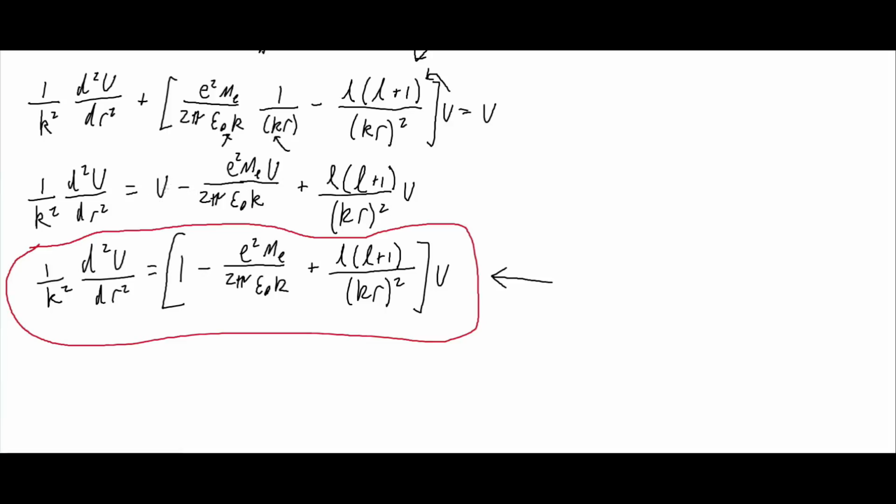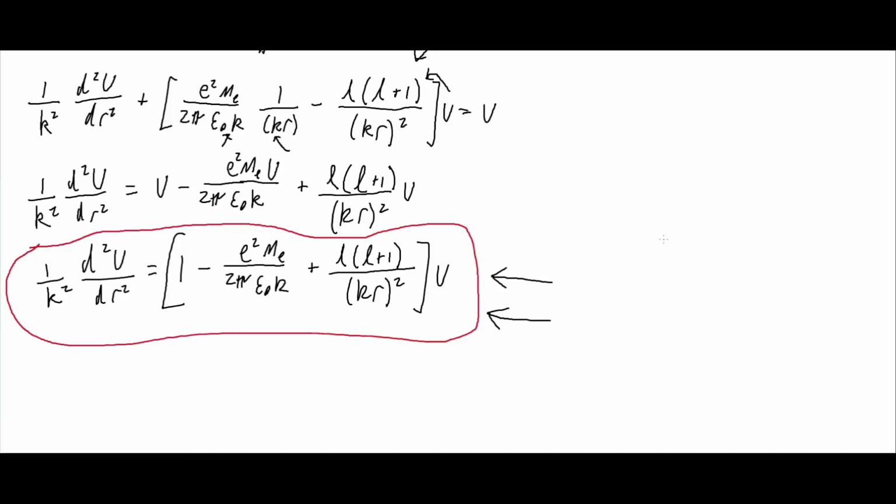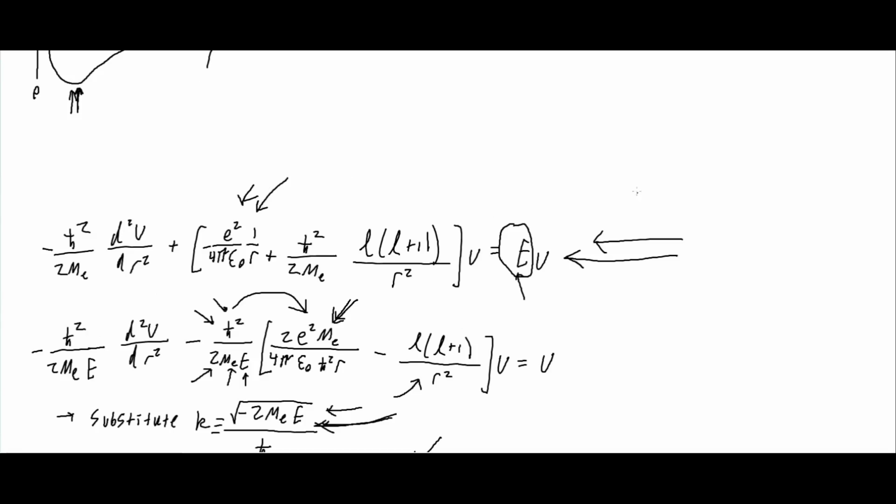So now we have u minus this potential term here times u, plus the centrifugal term times u. Then I just factored out the u, and we end up with this whole thing right here. So this is the equation that Griffiths ends up with, going directly from this first one right here.